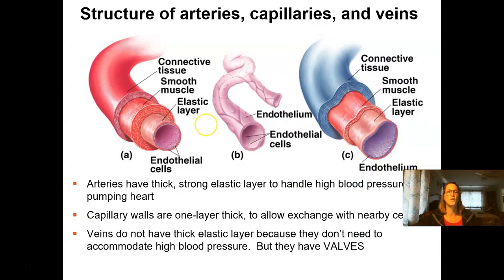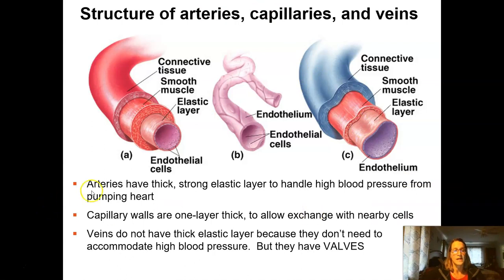So let's talk a little bit more about the structure of the arteries and the veins. We're going to talk more about capillaries in a little bit. But arteries, remember, they have the higher blood pressure, and they have a thick, strong, elastic layer right here, which helps them deal with the high blood pressure of the blood being pumped through the vessels.